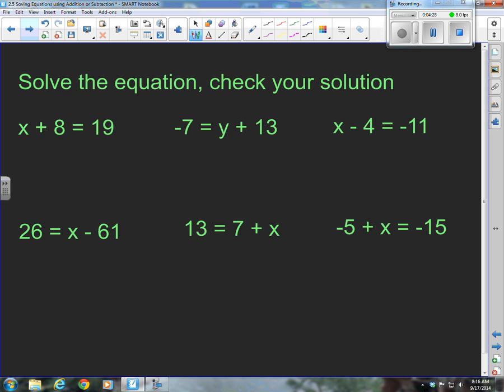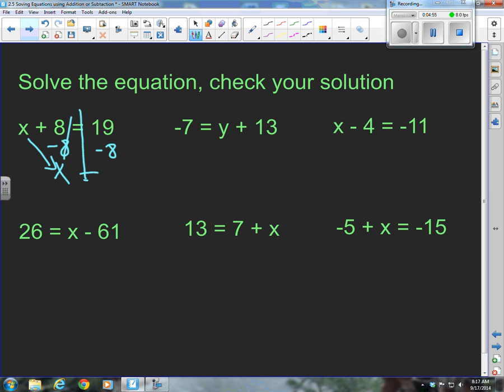So what I'm going to do to create equivalent equations, remember, what I do to one side of the equal sign I need to do to the other, and I want 8 to go away. What's the inverse of plus 8? Well, the inverse of adding 8 is subtracting 8. If I subtract 8 from here, and then I subtract 8 from this side of the equal sign, I get an equivalent equation. Positive 8 and negative 8 cancel, and then I have x by itself.